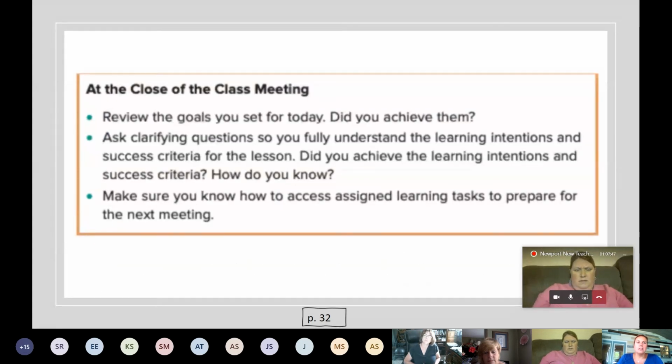At the end, just like in a physical classroom, this was one of my things that I felt like I was always working on. You need to make sure that you stop in time to have closure. At the close of this session, I want to go back over what my learning intentions were. I want to give kids time to self-assess and see if they actually achieved them. I want to ask some questions, get them to ask some questions. I also want to make sure they know what's coming up next. So what's next on their agenda? When's our next live session? What assignment should they be working on next?